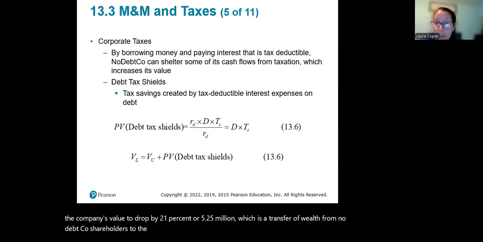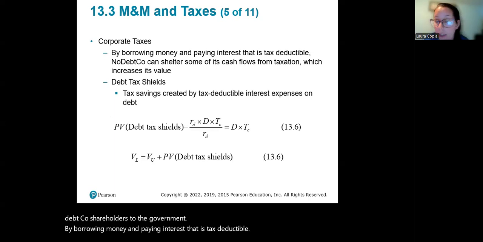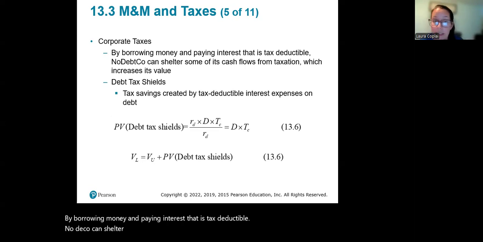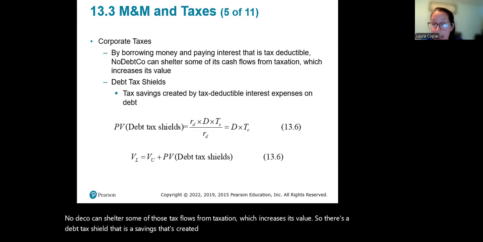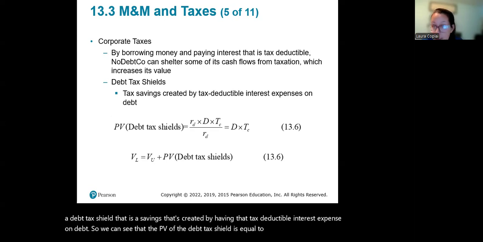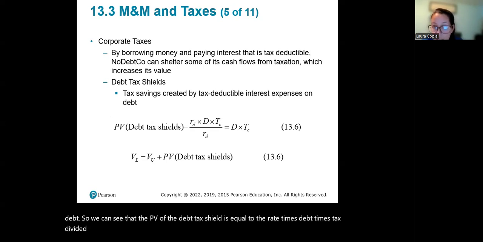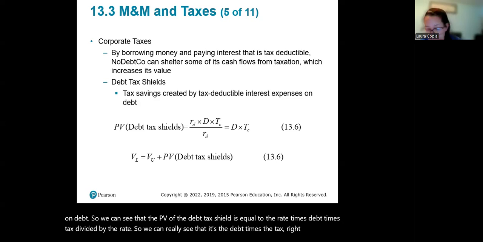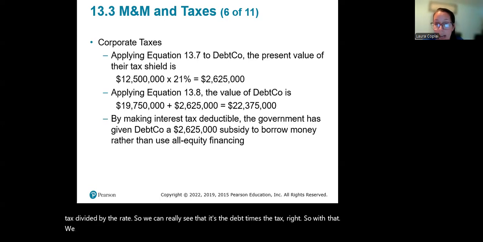By borrowing money and paying interest that is tax deductible, NoDebtCo can shelter some of those cash flows from taxation, which increases its value. So there's a debt tax shield that is a savings created by having that tax deductible interest expense on debt. So we can see that the PV of the debt tax shield is equal to the rate times debt times tax divided by the rate. So we can really see that it's the debt times the tax, right? So with that, we can apply that to DebtCo. Their present value of the tax shield is 12.5 times 21%, or 2.625 million.